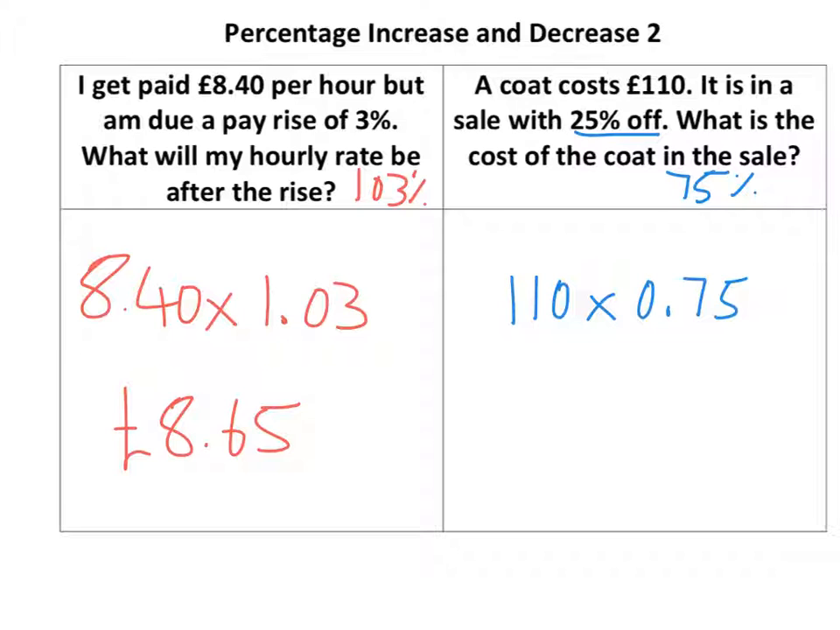0.75, which again I'm going to do on my calculator, although that's a little bit easier to work out, to be honest. And I'm going to get 82.5, but because we're working with money, £82.50.